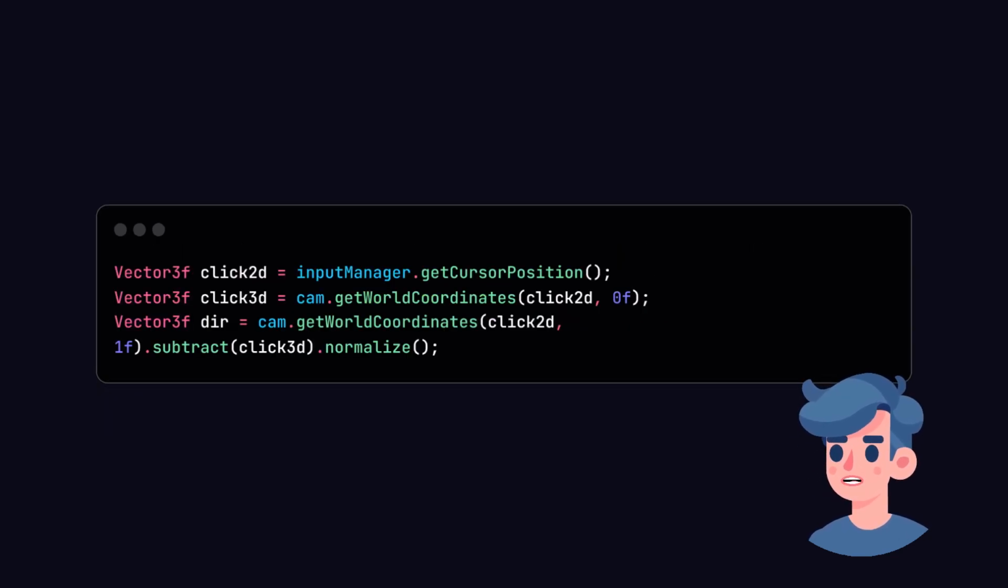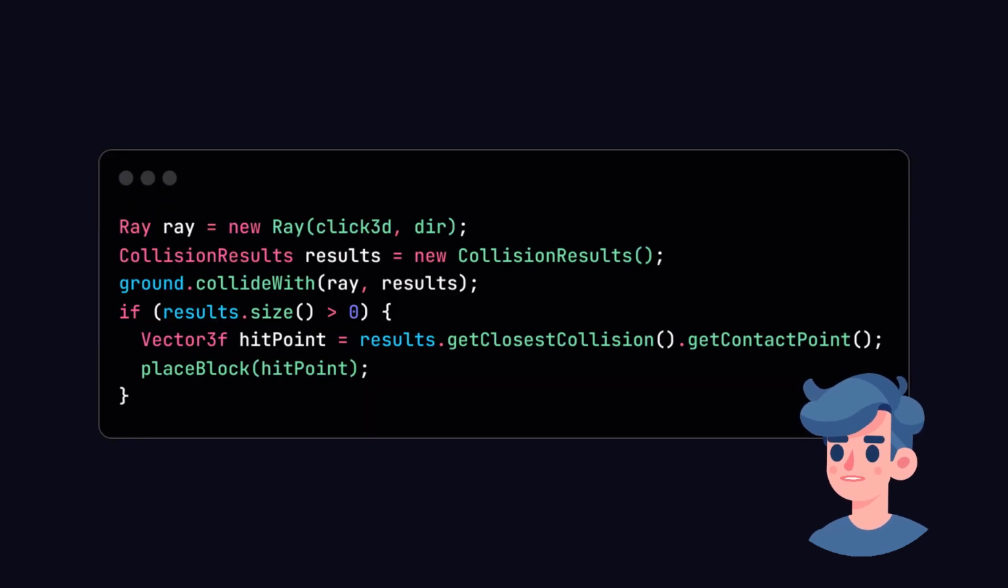Inside our onAction method, let's implement raycasting to determine where the player has clicked and position the new block accordingly. We will create a ray from the camera through the clicked position. Now we can cast the ray. We will check for intersections with the ground and place the block accordingly. For simplicity, let's use a constant height for each block and place it directly above the intersected point.